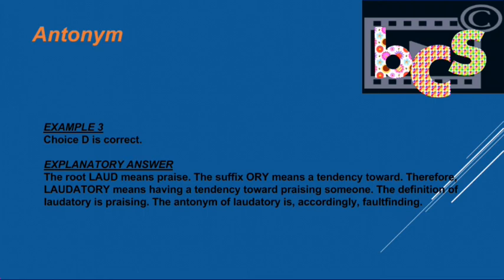Explanatory answer. The root LAUD means praise. The suffix ORY means a tendency toward. Therefore, laudatory means having a tendency toward praising someone. The definition of laudatory is praising. The antonym of laudatory is, accordingly, fault-finding.